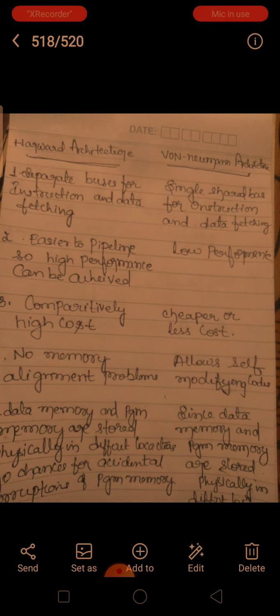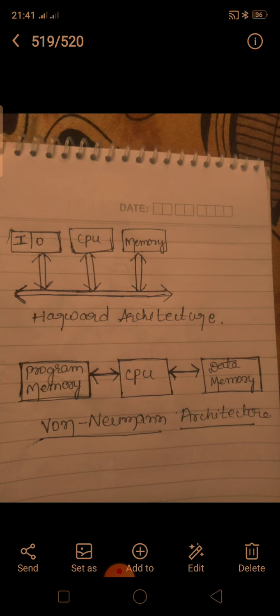These are the main differences. And this is the diagram, a simple diagram representing the difference between Harvard and von Neumann architecture. The first diagram represents I/O, input and output, CPU and memory connected by different buses, whereas here in von Neumann architecture, it is a single shared bus for instruction and data fetching.